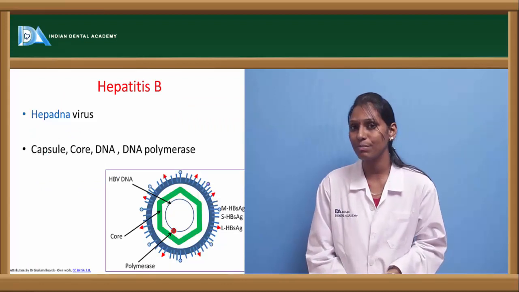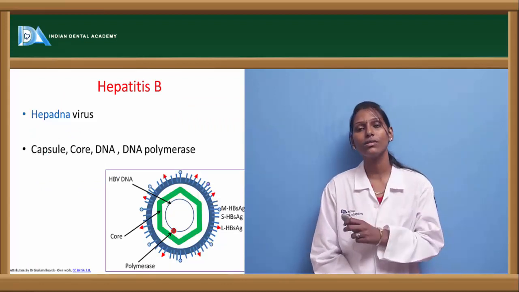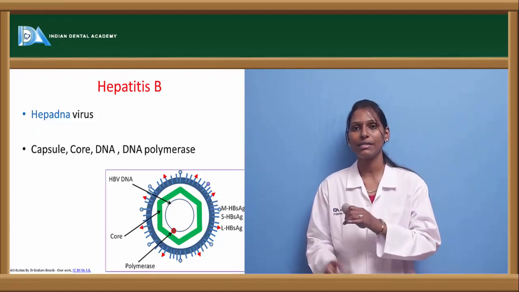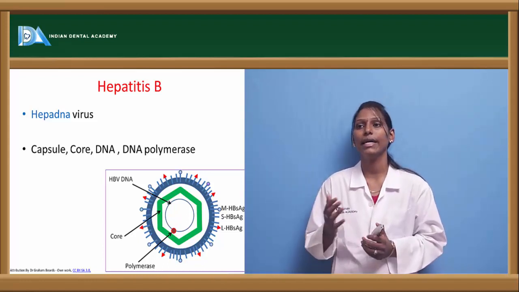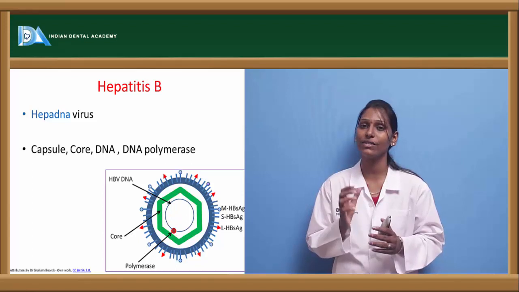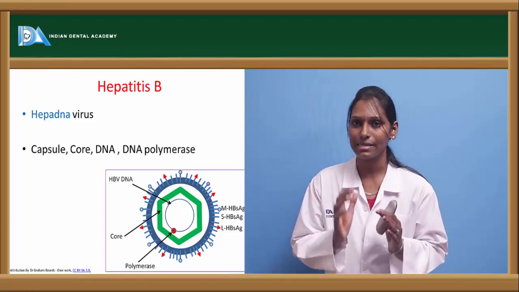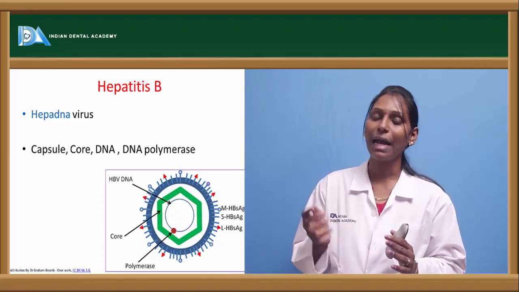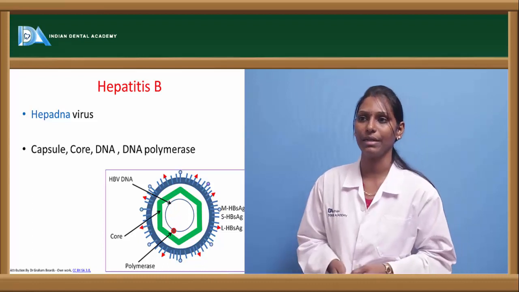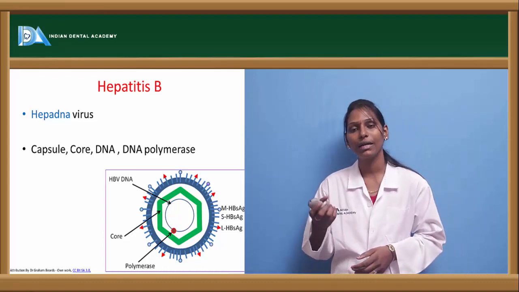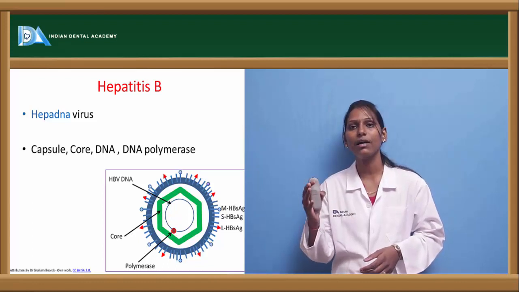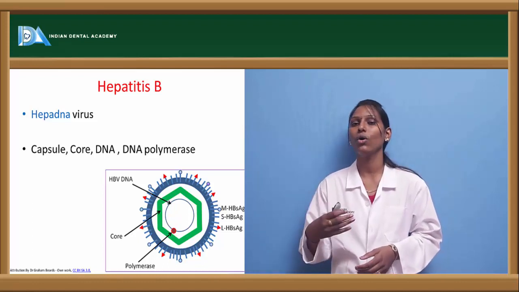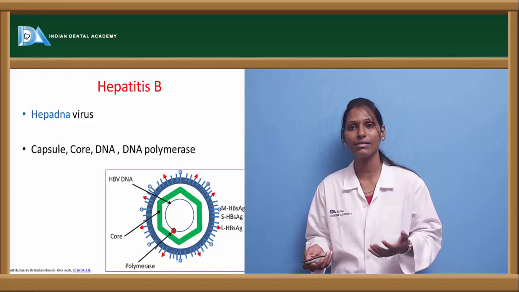Next is hepatitis B. It is one of the major causative viruses among all the viruses resulting in hepatitis. It belongs to the hepadnavirus group, and the structure of this virus is that it has a capsule and a core, and DNA is present with DNA polymerase. There are multiple glycoproteins emanating from the outer capsule. These viruses obtain the envelope from the host cell membrane itself.